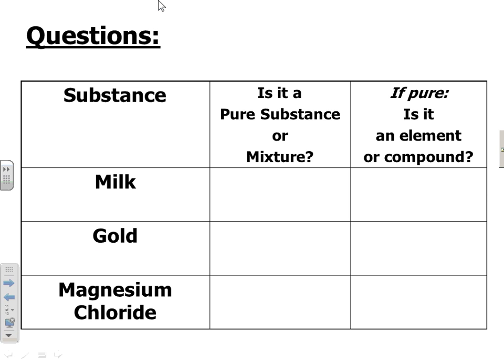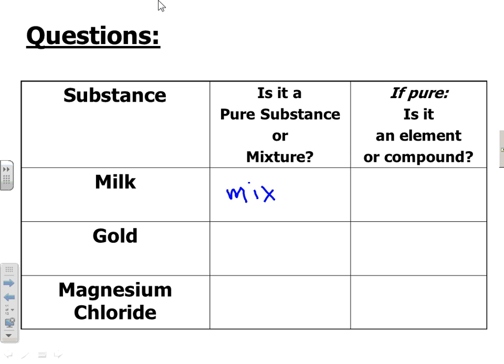Pure substance or mixture, and if it's a pure substance, tell me if it's an element or a compound. Milk. What do you think? Any ideas? Pure substance or mixture? Milk. It's a tough one. We've picked a mean one. Did somebody say something? I'm only hearing mixture. Yeah, it is a mixture. What is in milk? What different things are in milk that makes it a mixture?